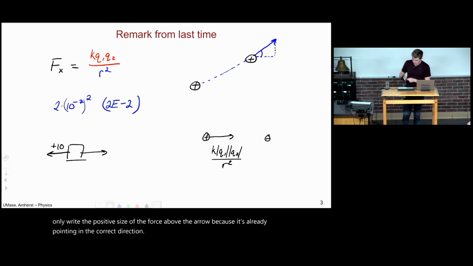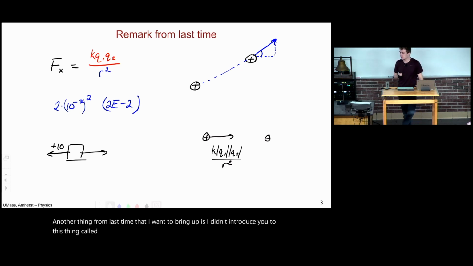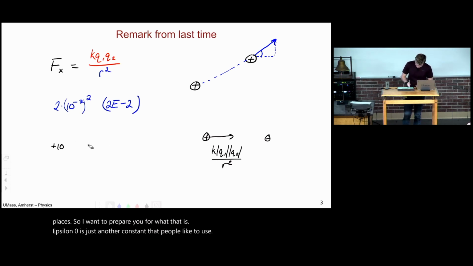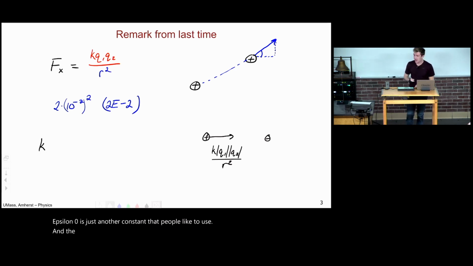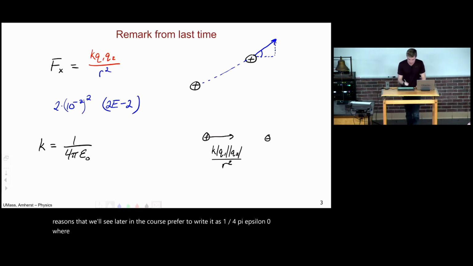Another thing from last time that I want to bring up is that I didn't introduce you to this thing called epsilon 0, which you might see in your homework in some places. So I want to prepare you for what that is. Epsilon 0 is just another constant that people like to use. The relationship is that our friend k, 9 times 10 to the 9th, some people, for reasons that we'll see later in the course, prefer to write as 1 over 4 pi epsilon 0, where epsilon 0 is this other constant called the vacuum permittivity.